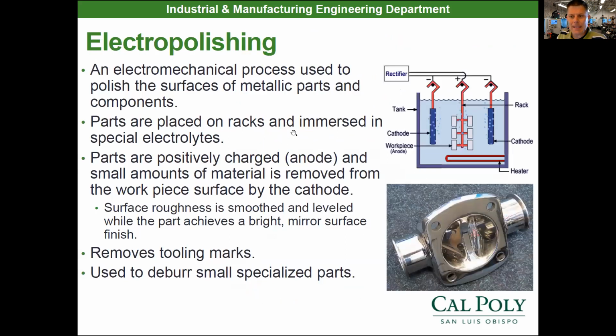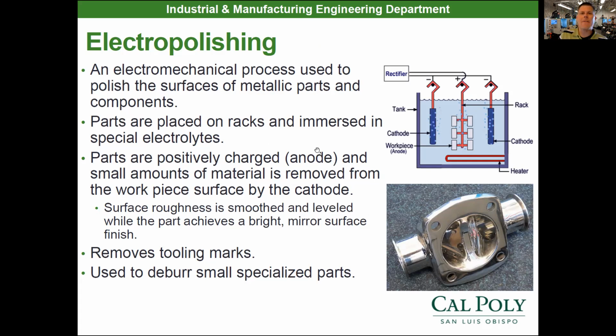Now, the last surface treatment we're going to talk about is electropolishing. So this is now an electromechanical process. So in electropolishing, you can see this part was electropolished. This is how it comes right out of the tank after it's done. But what you do is you place your parts on racks and you immerse them in an electrolyte. It's not Gatorade, but you immerse that in an electrolyte.